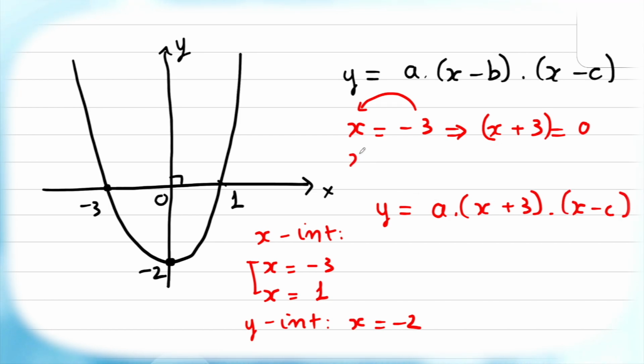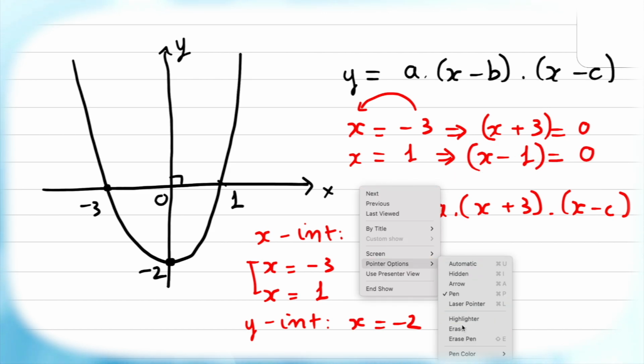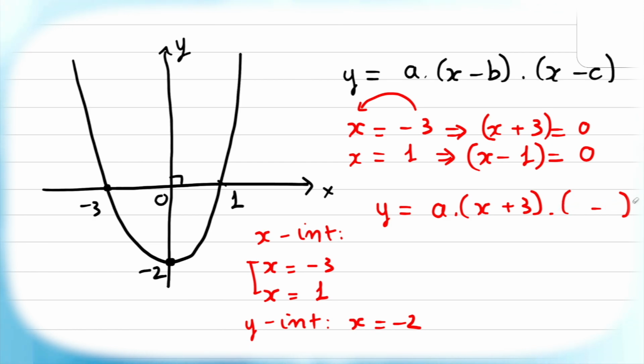The next step, you got x equal to 1. X equal to 1 means x minus 1 equals 0. This one will represent the second bracket. I don't need to write down x minus c anymore. I can substitute this with x minus 1. And now we have already used two pieces of information. And the last one you got is -2, the y-intercept.